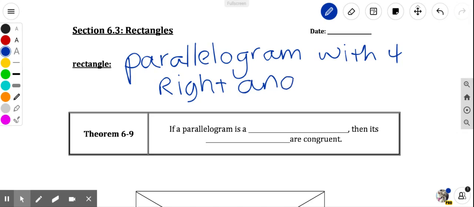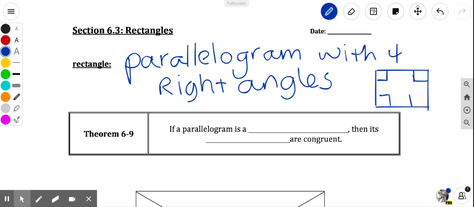So that's the first thing about a rectangle, that all four corners are right angles. If I gave you this rectangle, we could mark that all four angles were right angles, so they're all equal to 90. That's probably something you already knew about a rectangle.